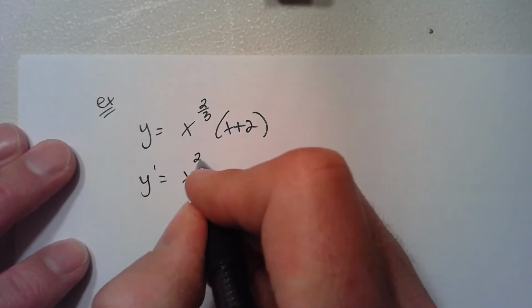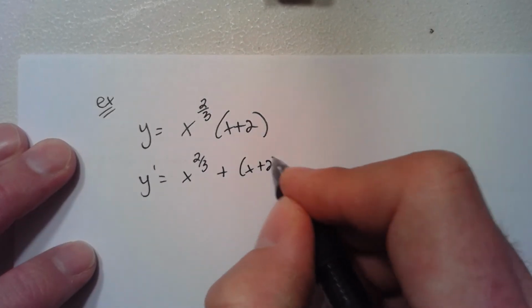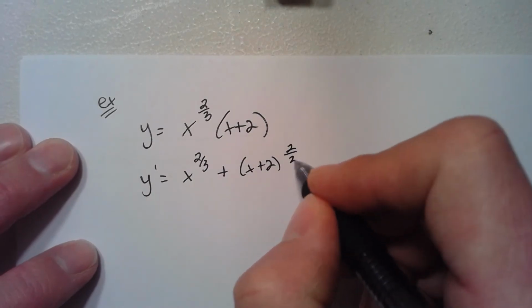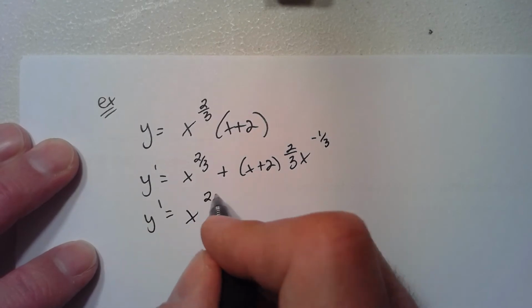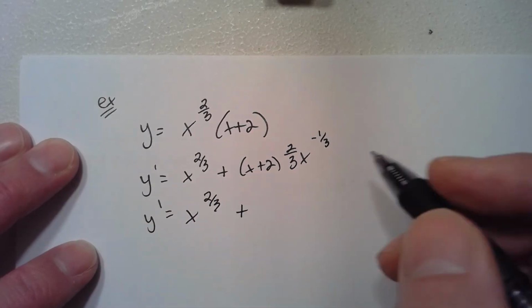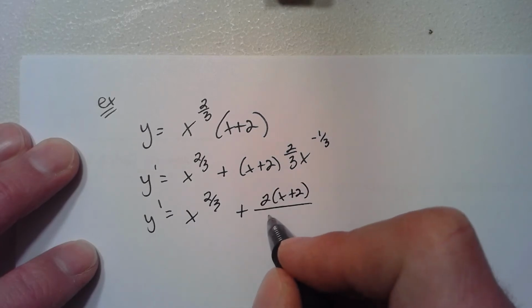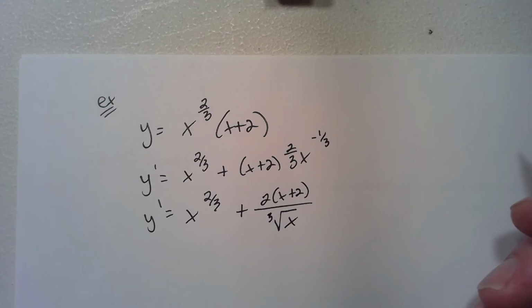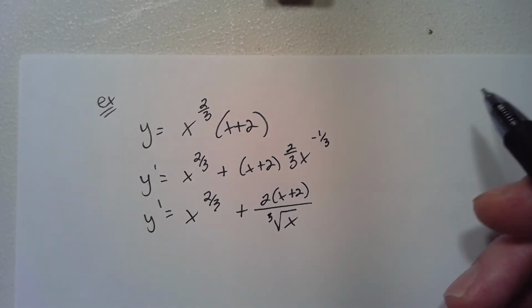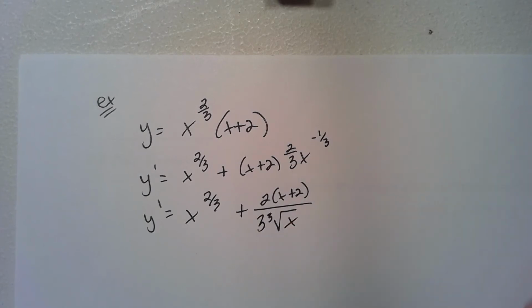Product rule: x to the 2/3 times 1 plus x plus 2 times the derivative of x to the 2/3, which is 2/3 x to the negative 1/3. All right, it's 2x plus 2 over 3 times the cube root of x. There's our derivative. Oh, we have a 3 down there too. Okay, so now we can set that equal to 0.